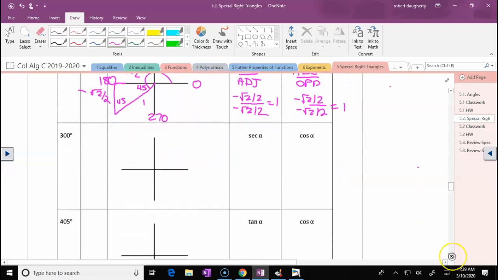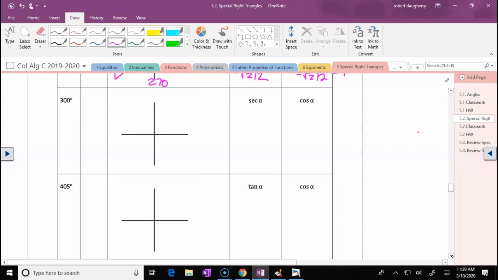300 degrees. Is this going to be a 45? No, it's either going to be a 30 or a 60. Which do you think it is? It's 60 because 300 is 60 away from 360. So if I draw this 300 degree angle, so here's 300, that means this angle has to be 60. This is my 30 degree down here. Hypotenuse is 1. What is the side up here on the x-axis? That's 1/2, and then this one is square root of 3 over 2.